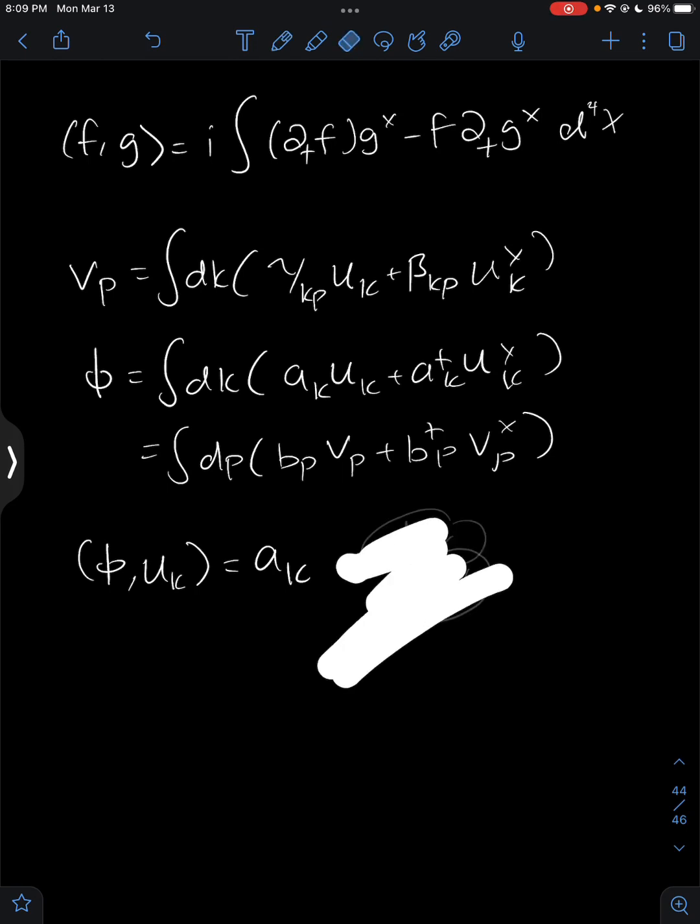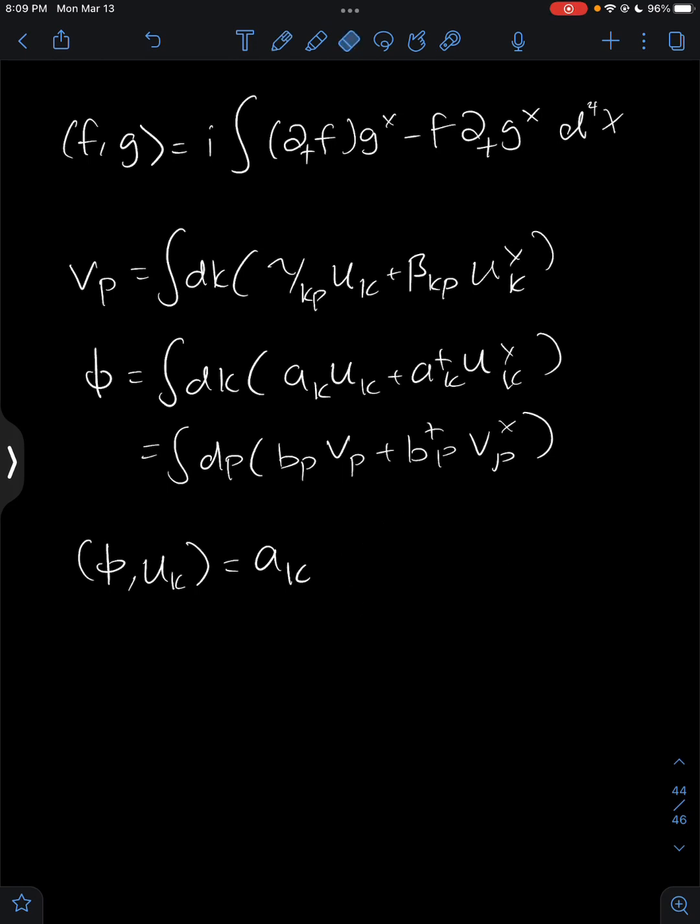The Bogoliubov transformation is actually the relation between the creation and annihilation operators in the old basis with the creation and annihilation operators in the new basis. And that's the goal of today's video, to actually derive that transformation.